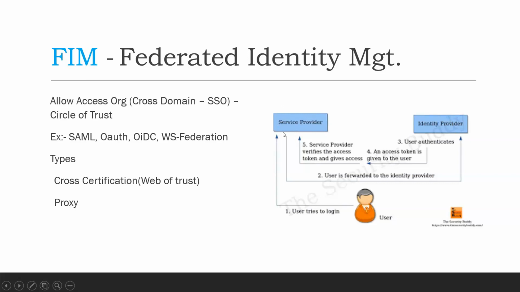There is no keyword apart from identity provider and service provider in federated identity management. And second, there is no federation keyword. The actual keyword is federated identity management. Sometimes you see federation in the options and FIM in the options. Always go with FIM. FIM is the actual keyword for what we call federation.